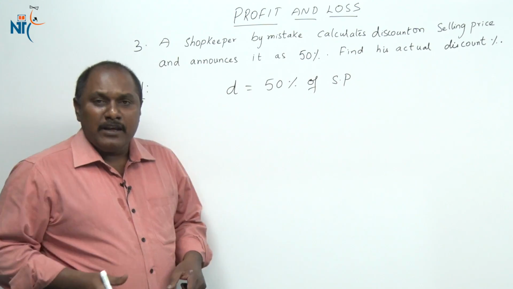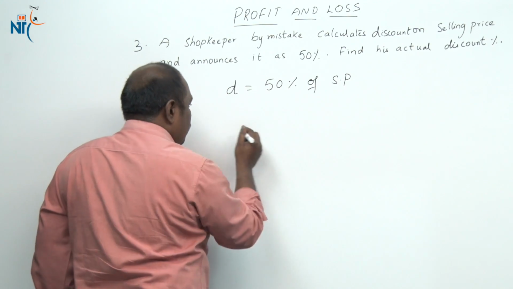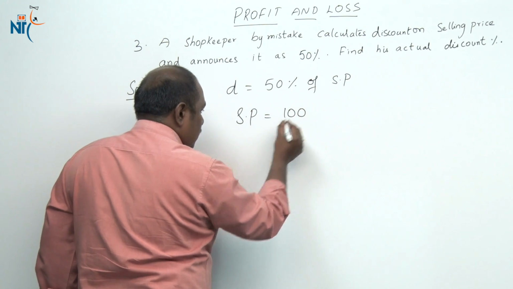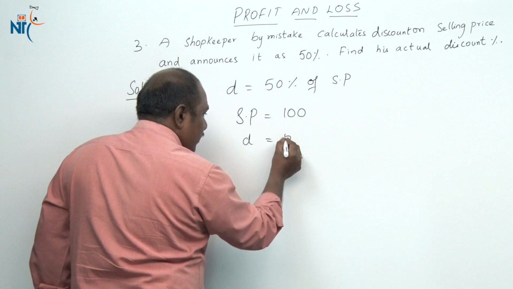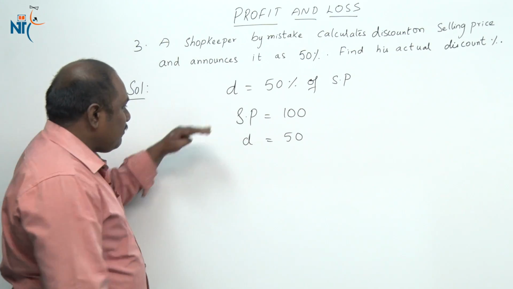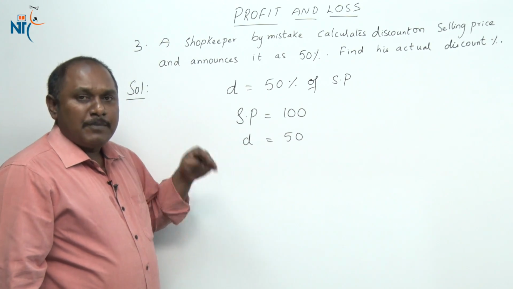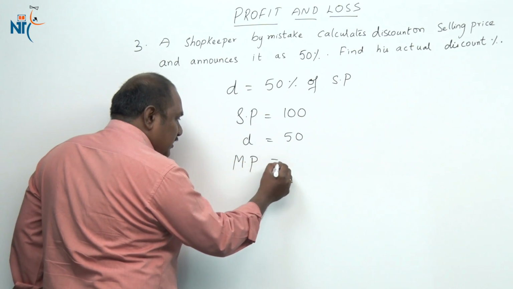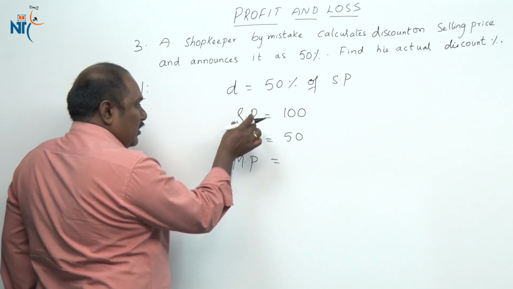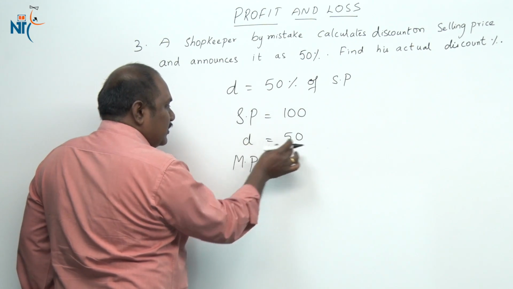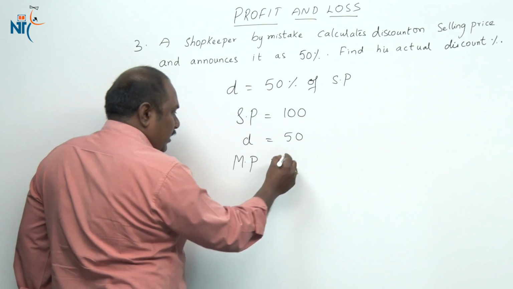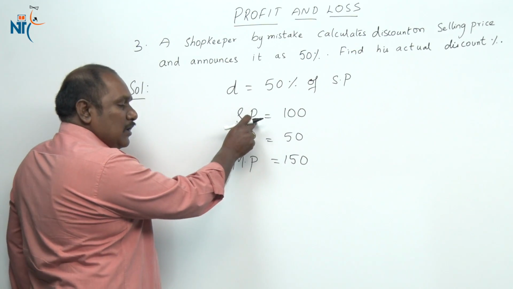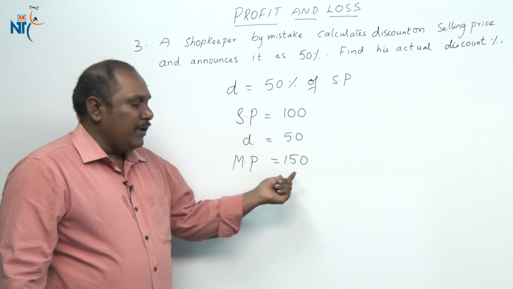Now, what is the simple meaning of this? The simple meaning of this would be, if selling price is 100, discount is 50. The other price that should come into picture is marked price, because discount is always calculated on marked price. Now, selling price is 100, discount is 50. That means marked price should be 150. As we know, marked price minus discount gives you selling price. So, marked price should be 150.